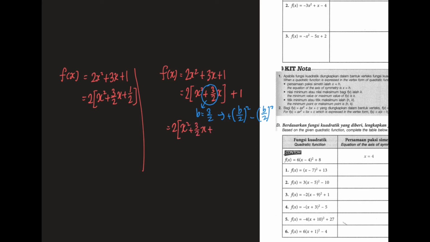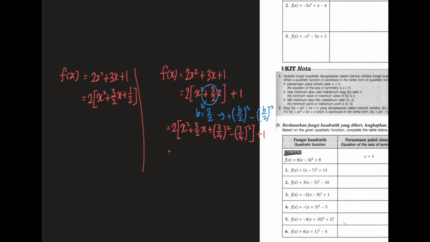I know 3/2 divided by 2 is 3/4, so this one I know already. So I just write straight away (3/4)² minus (3/4)². That is my (b/2)² minus (b/2)². I put it at the back, and then plus 1.